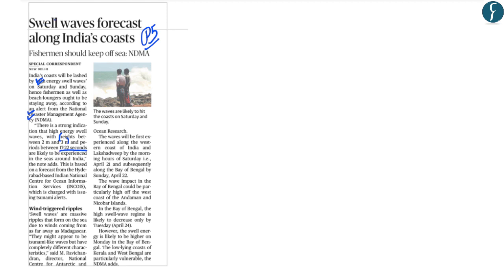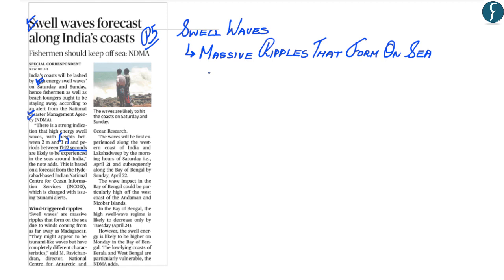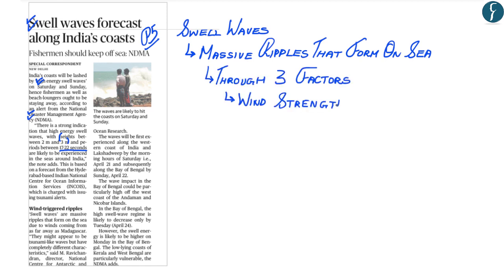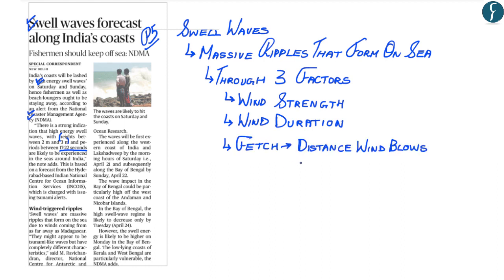Now with regards to this article, what we'll do is understand what are swell waves and how they are different from wind waves. Now swell waves are massive ripples that form on the sea through a combination of three factors, which are wind strength, wherein wind strength is how fast the wind blows across the surface of the ocean. The second factor is wind duration, wherein wind duration is how long it blows without interruption. And the third factor is fetch, which is the distance the wind blows across the surface without disruption.